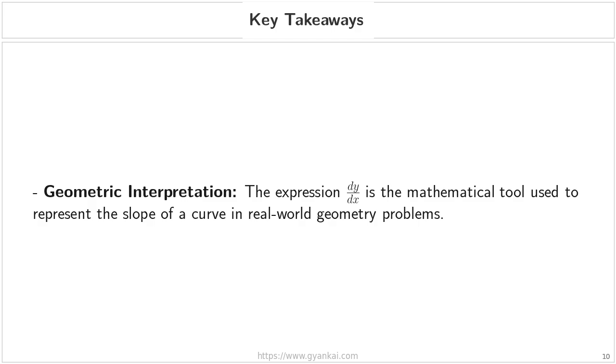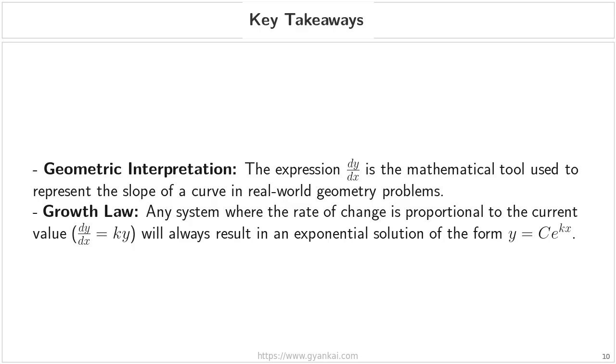Next, let's look at the growth law. In our second application regarding continuous compound interest, we observed a fundamental pattern. Any system where the rate of change is directly proportional to the current value, which we can express as dy over dx equals k times y, will always result in an exponential solution of the form y equals c e to the power of k times x. Whether it is population growth or bank balances, this exponential pattern is a universal consequence of that specific proportional relationship.